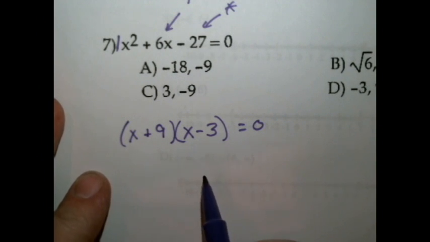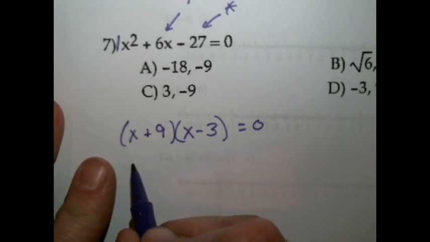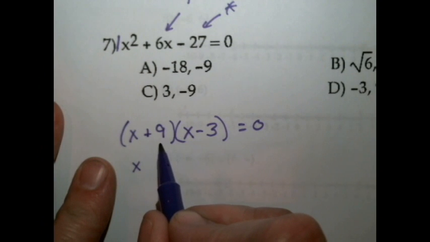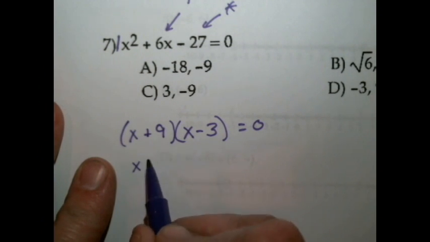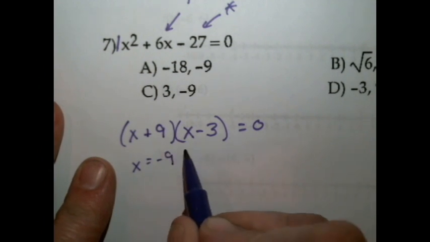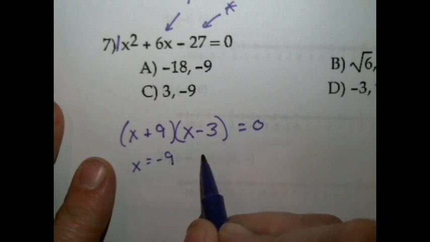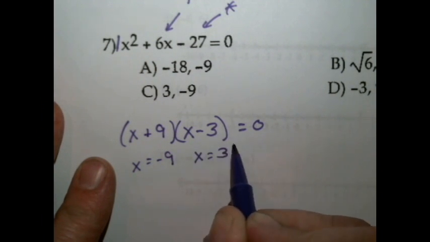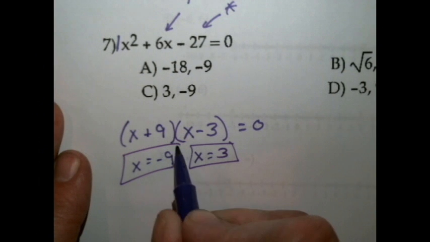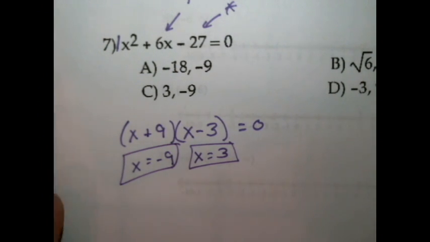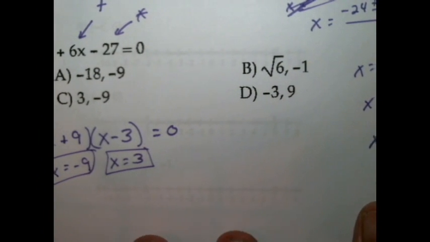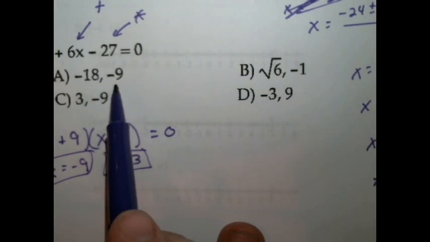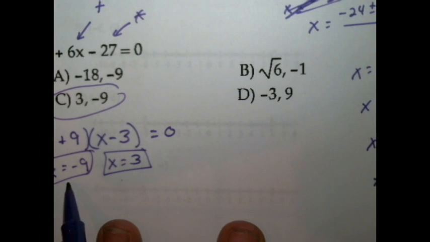Now, to make these solutions to the equation from the factors, set each factor equal to 0. X plus 9 equals 0, so x would equal negative 9. X minus 3 equals 0, so x would equal positive 3. So those are my two solutions to this equation. So the answer is C, 3 and negative 9.